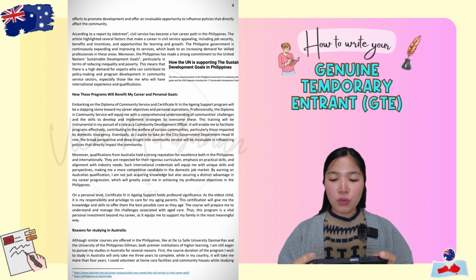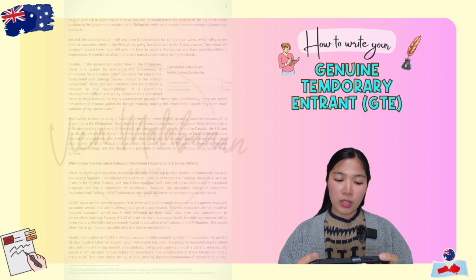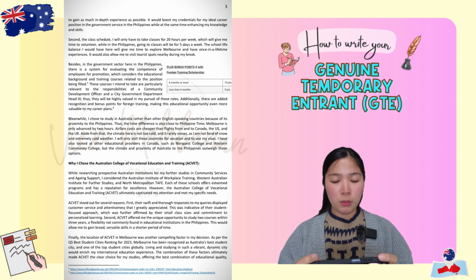First, the course duration of the program I wish to study in Australia will only take me 3 years to complete, while in my country it will take me more than 4 years. I could volunteer at home care facilities and community houses while studying to gain as much in-depth experience as possible. It would boost my credential for my ideal career position in the government service in the Philippines, while at the same time enhancing my knowledge and skills.